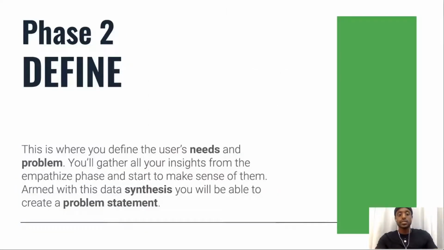So the next thing is phase number 2. Define. And this is where you take all of the insights from the empathize phase and you start to put them together and get a sense of what the problem is and the needs of the user. So pretty much it's just a synthesis of the data, and the end result is a problem statement. Okay. And so you're going to look for patterns, themes, relationships between the information. And if you're familiar with the UX process, it's comparable to the analysis phase.